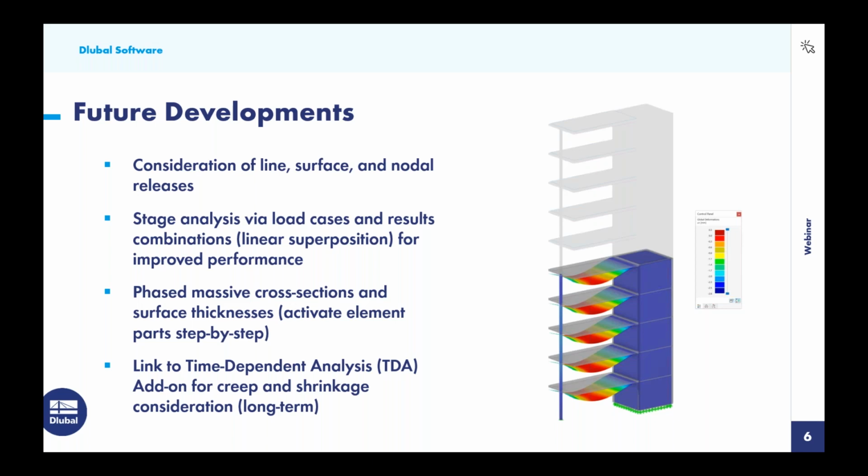We also will be adding what we call phased massive cross sections and surface thicknesses. So we'll be able to activate the element parts step by step. So for example, if we would like to increase the dimensions of a concrete column, we'll be able to take into account those phase activations here within the construction stages add-on.